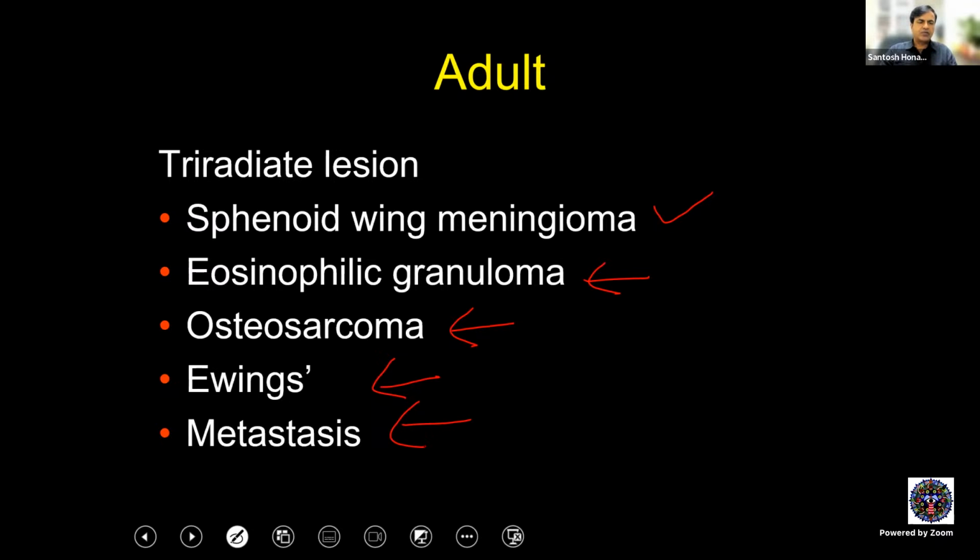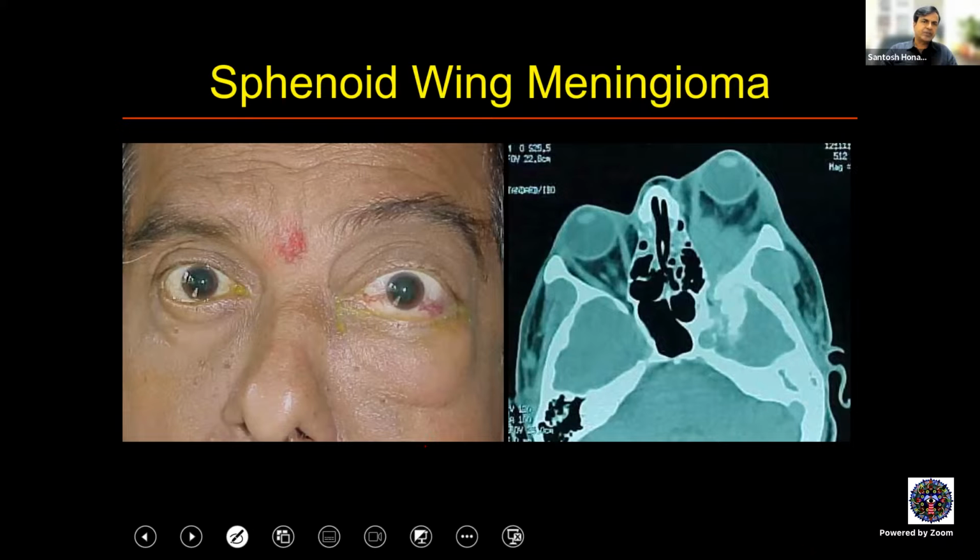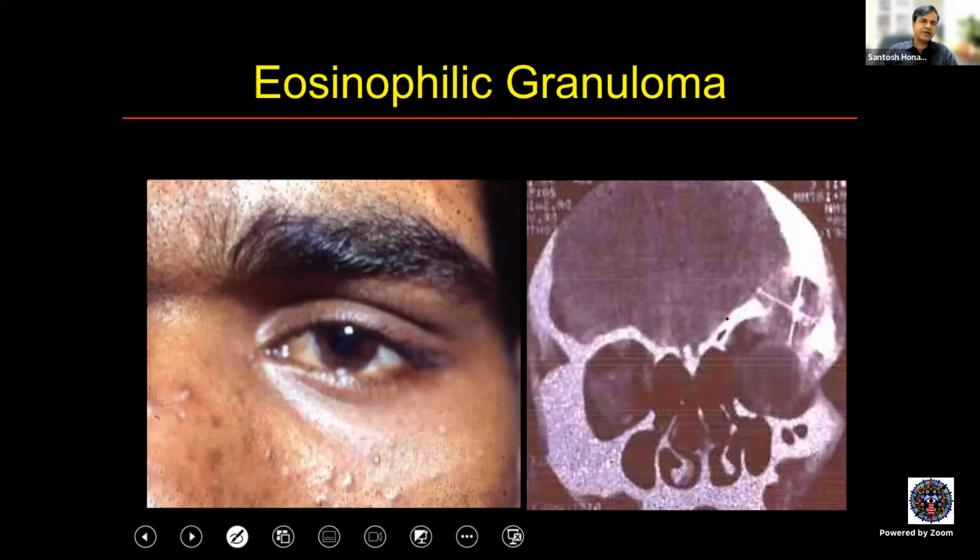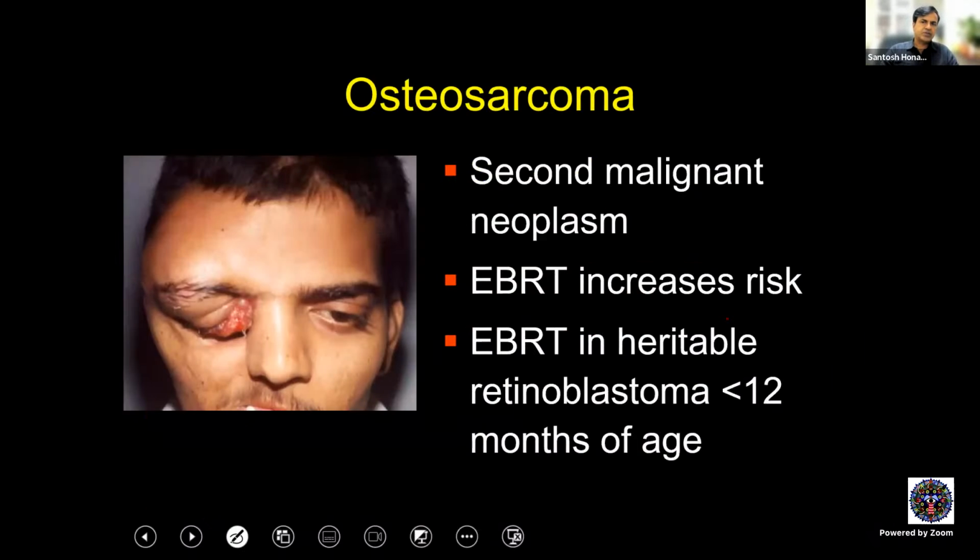Now, these are for the adults. This is typical sphenoid wing meningioma. Sphenoid wing, epicenter, intracranial, temporal fossa, and orbital extension. That is why you call it a triradiate lesion. Eosinophilic granuloma, again with the same components.